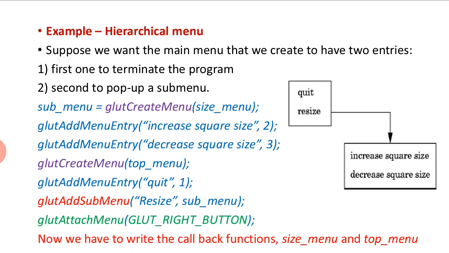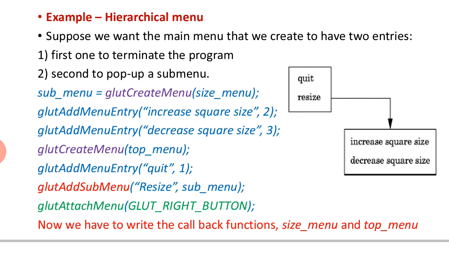Let us have discussion of another one. Even in OpenGL we can create hierarchical menus, means menus within a menu, means sub menu. To create this sub menu, here is one example that we have taken. Suppose the main menu that we create should have 2 entries. What are those 2 entries that you can see in the diagram here? There are 2 entries, one is quit and another one is resize.